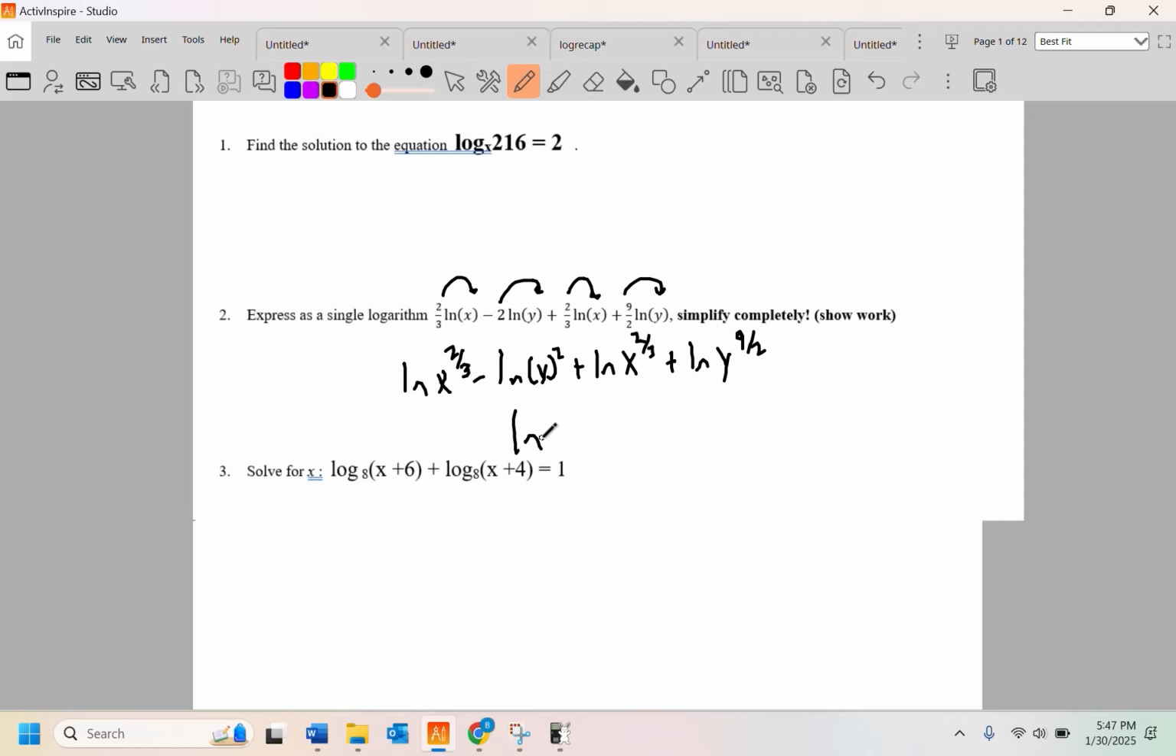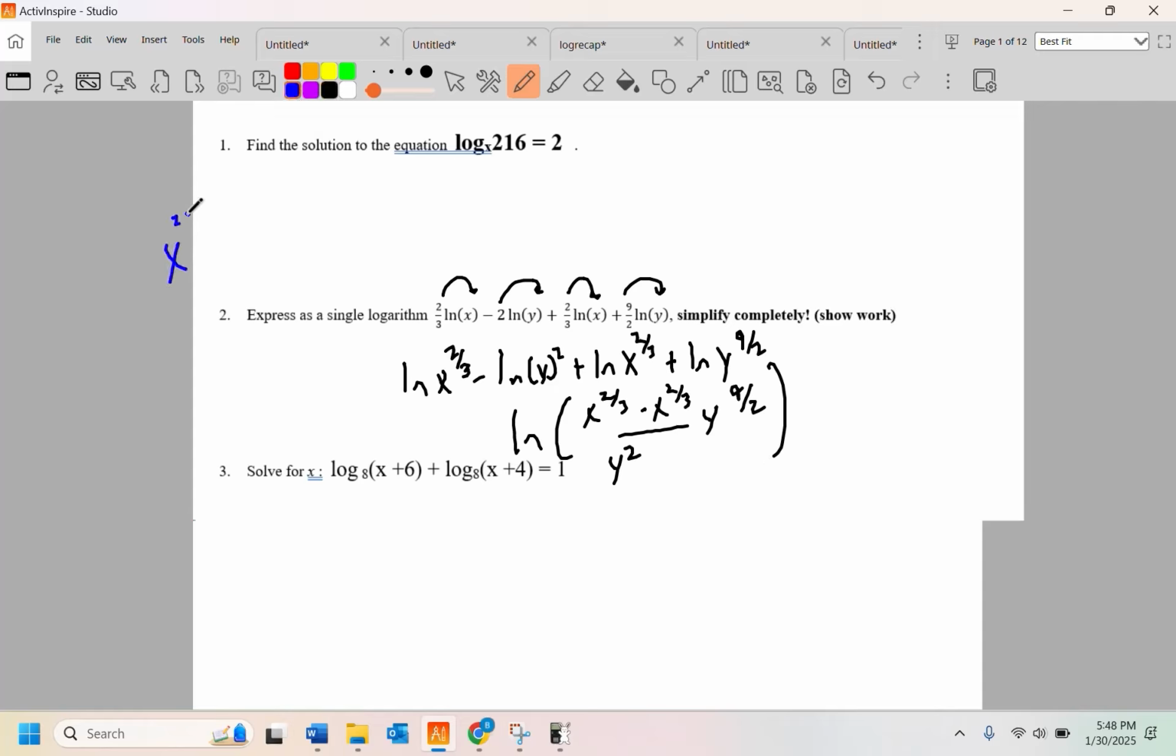And condensed means from many into one, okay? So we've got an x to the 2/3 up top. We have another x to the 2/3 up top. In the bottom, we have a y squared because it is negative. And in the top, we have a y to the 9/2. So here's the challenge in this question. It's that you're having to work with these rational exponents. As I figure, if you can work with these rational exponents, you can do it when the numbers are easy.